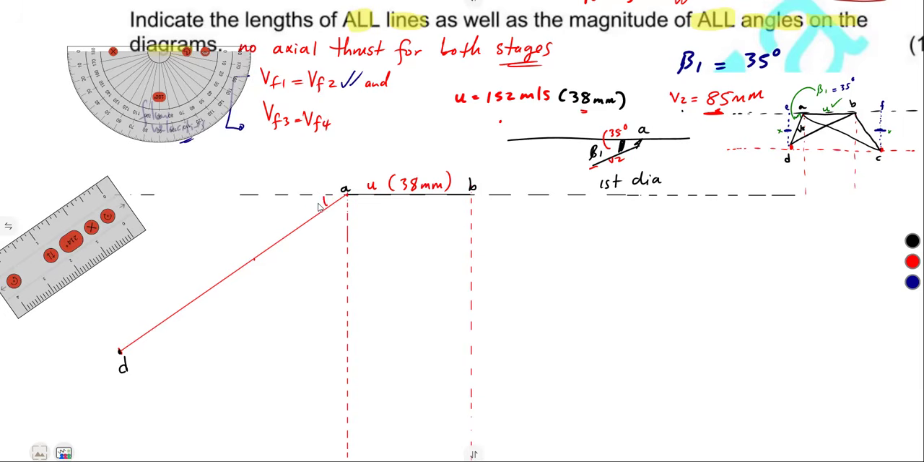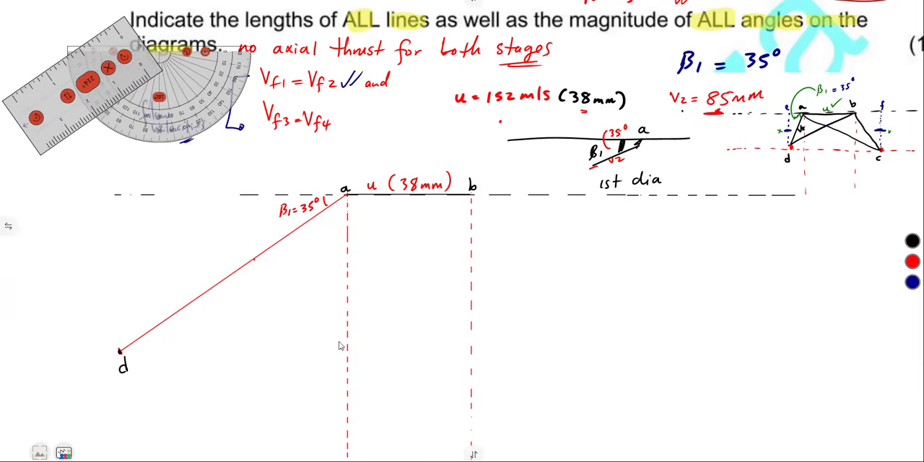So this is what we had from the angle beta 1, which is 35 degrees. This is where we are. Okay, so what can we do this time? This is our V2, 85 millimeters. Guys, once you are at this stage, you are done. I want you to see something from what we have. If we are to consider properly, remember you're on the first diagram.